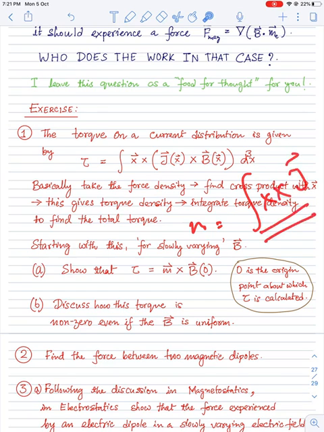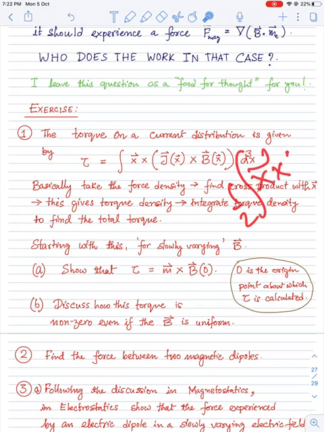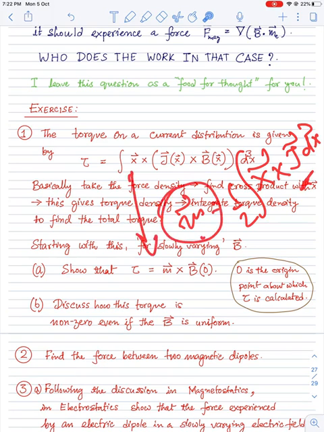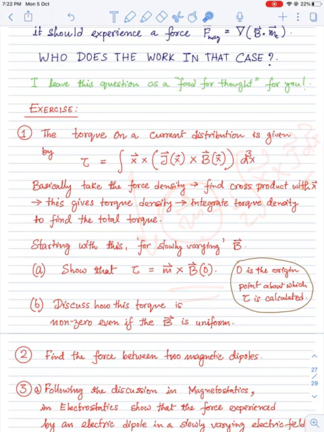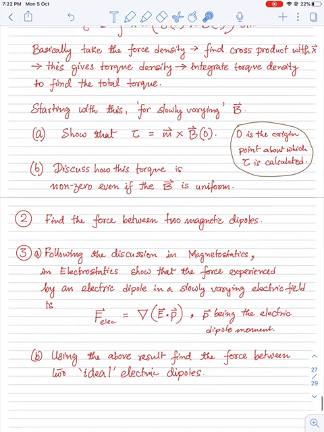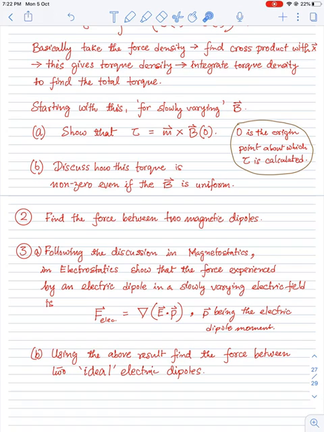You know what m is in terms of the j, right? m is one half of x cross j. With this definition of m for an arbitrary j, can you show that the torque is m cross B? That is your exercise. Okay, very good.